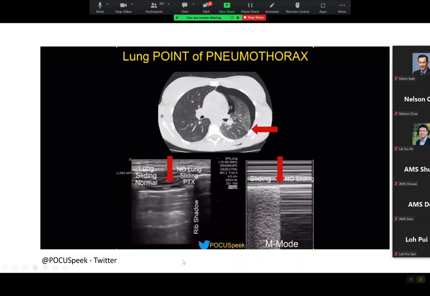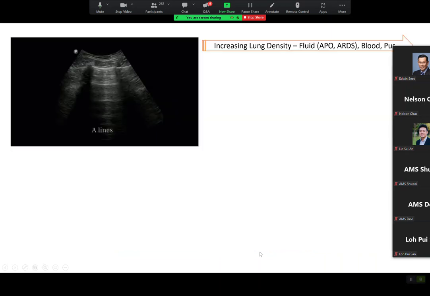So essentially, you need to look for the lung point sign, which is, if you can see here on the left of the screen, there's pleural sliding, whereas on the right of the screen, there's no sliding, and this is called the lung point. And this is very specific and sensitive for pneumothorax.